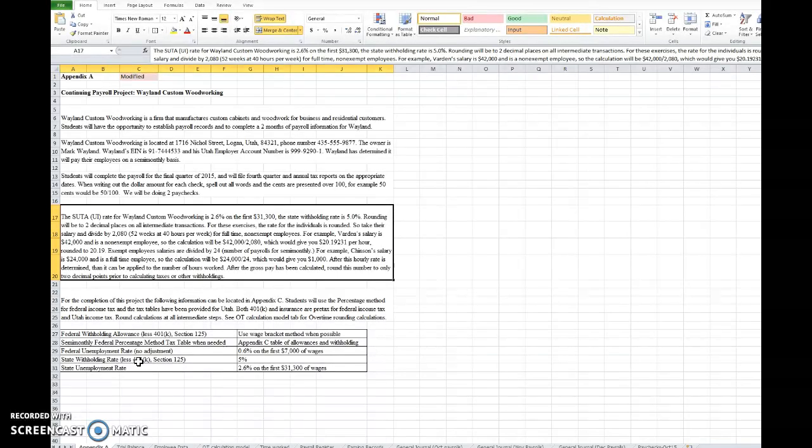The federal unemployment rate is 0.6 on the first 7,000 of wages. State withholding rate is 5%, and the state unemployment rate is 2.6 on the first 31,300 of wages.